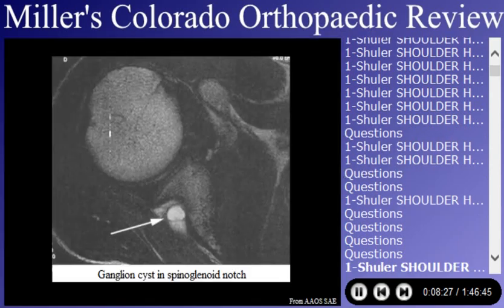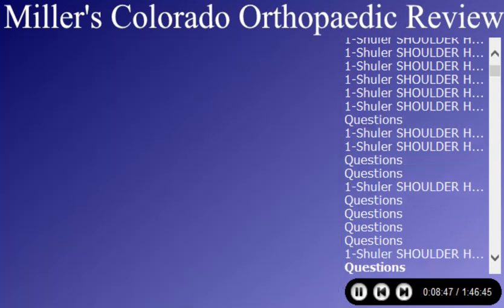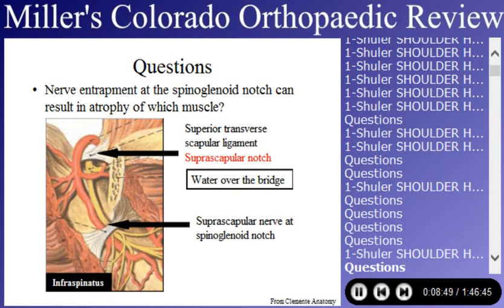Another key testable item, you have a ganglion cyst in the spinoglenoid notch. If you have nerve entrapment of the spinoglenoid notch, the muscle you're going to affect is the infraspinatus only. So you're blocking off the suprascapular nerve. The reason why this is also key testable material is whenever you see this, what else do you think of? Labral pathology. Nerve entrapment of spinoglenoid notch can result in atrophy of which muscle? The infraspinatus.